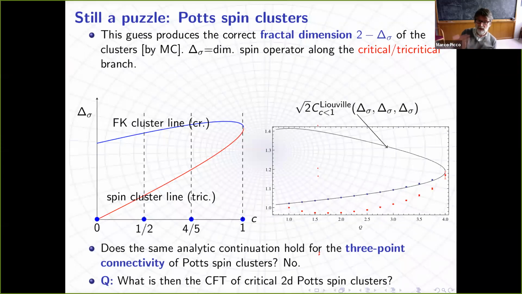And you can see that there is only another value for which you're getting the spin clusters, which is a value p larger than the one for the FK cluster. And actually, for the Ising model, the probability p is equal to 1, and that's the only thing which exists. This has been checked a long time ago by Blöte and collaborators. But what does it mean it exists?